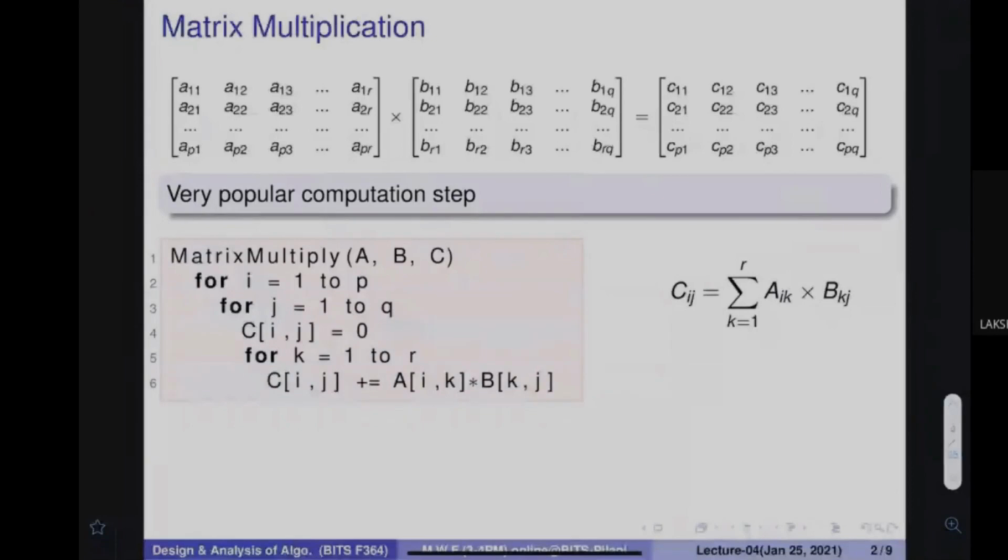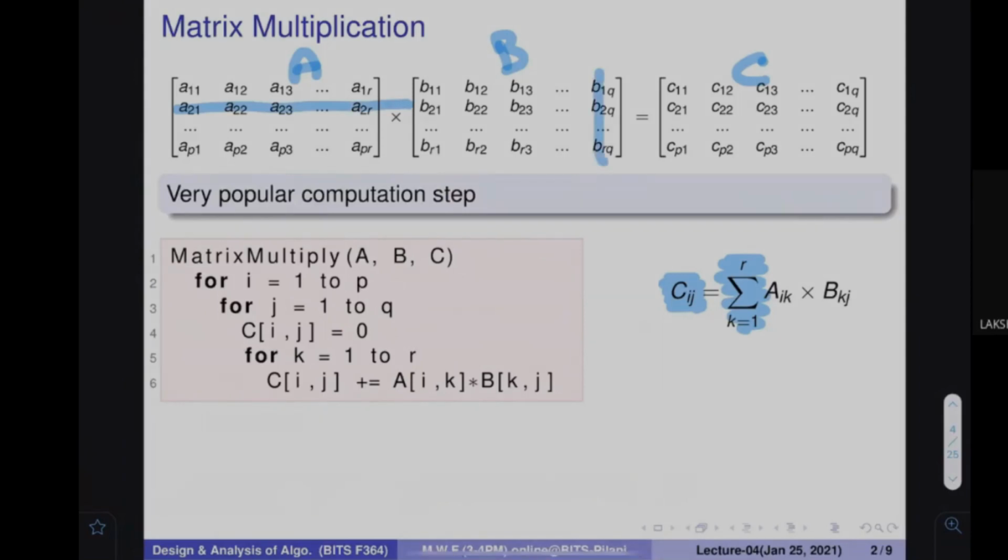Yes. So essentially, I'm talking about Cij. This is the C matrix, this is the B matrix, this is the A matrix. If you want to find Cij, you have to take the summation of r terms, because here r items are there, and in this row also, column also, r items are there. You multiply the aik and bkj.